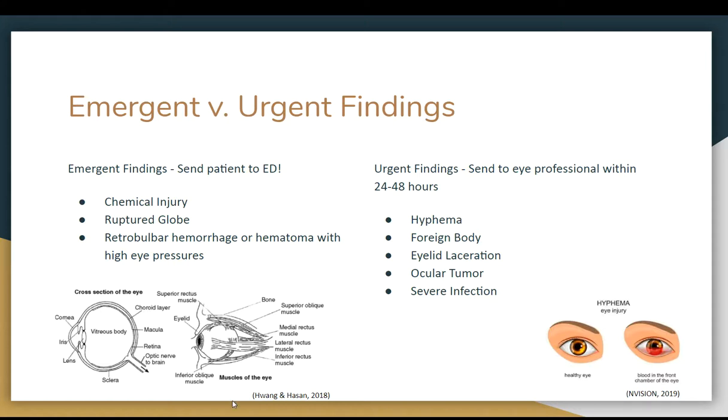The retrobulbar space, if you can see my mouse, is this area that's kind of back behind the eye, and it's surrounded by these muscles and bones. There's not a lot of space back there, so any additional bleeding will cause pressure behind the eye and force the eye forward.